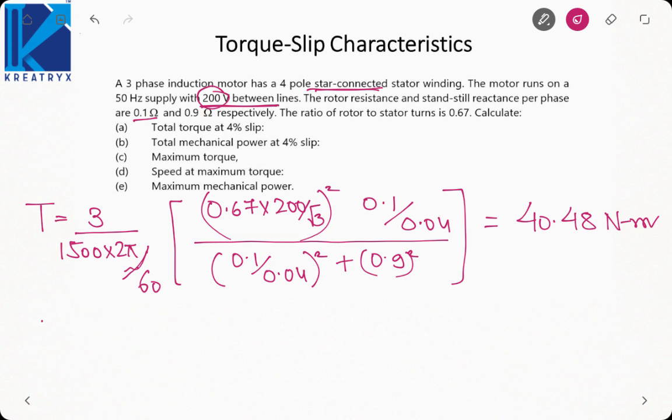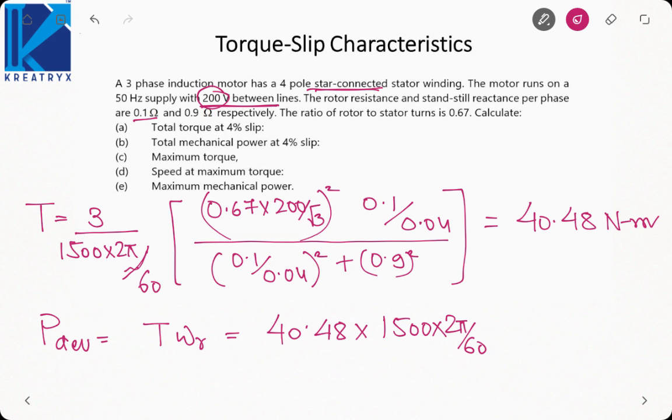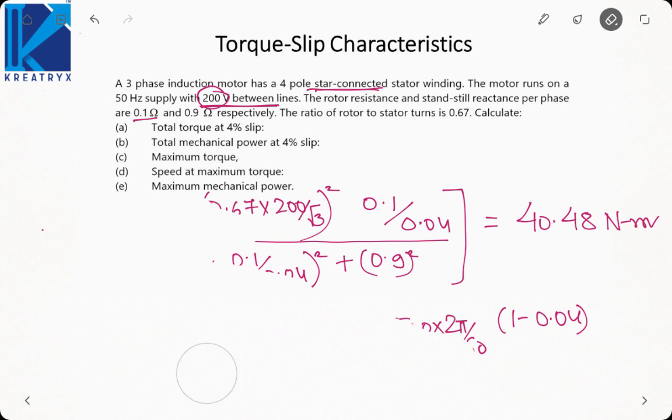Now it is asking the mechanical power, or we can say developed power. That will be torque into rotor speed: 40.48 into omega r. Now the rotor speed is synchronous speed into 1 minus slip. So it will come out to be how much? 6.1 kilowatt. Okay. In the next part, it is asking us the maximum torque.